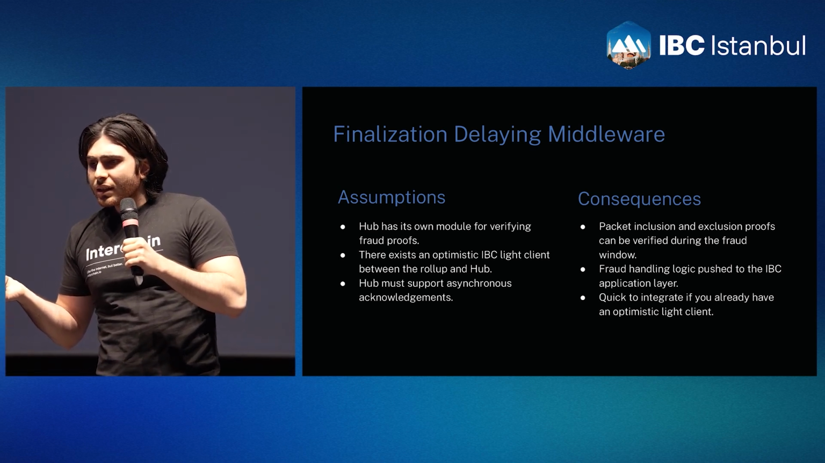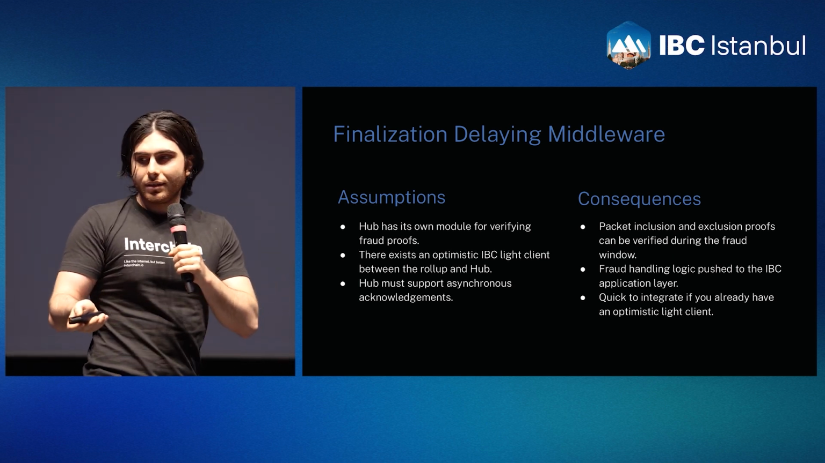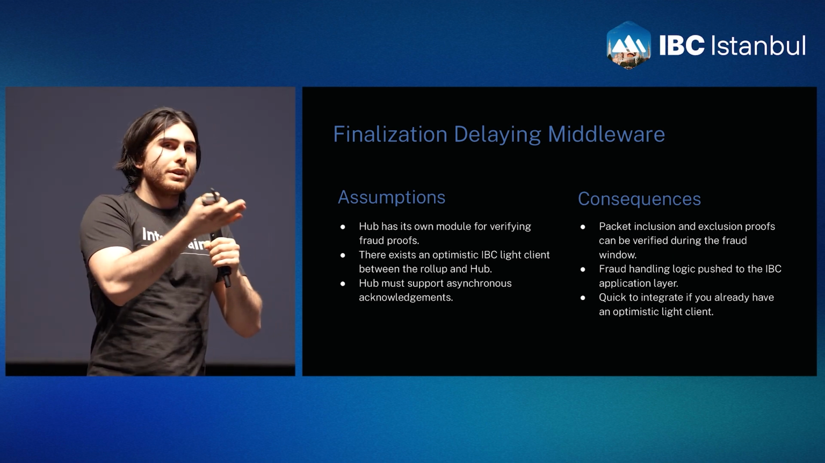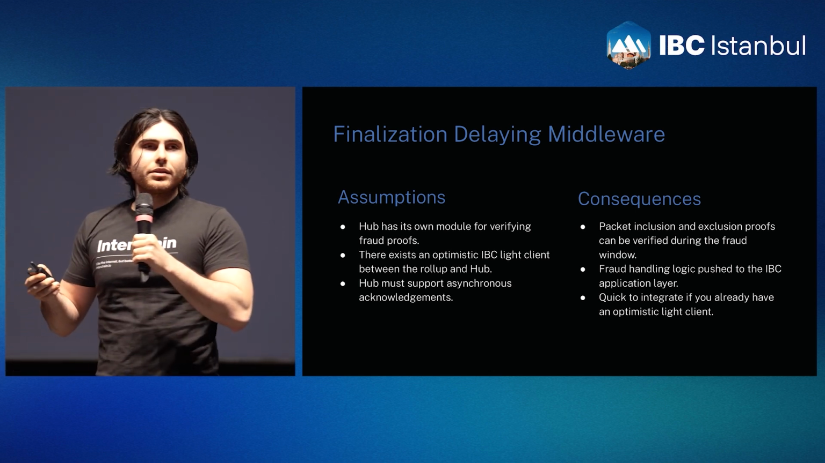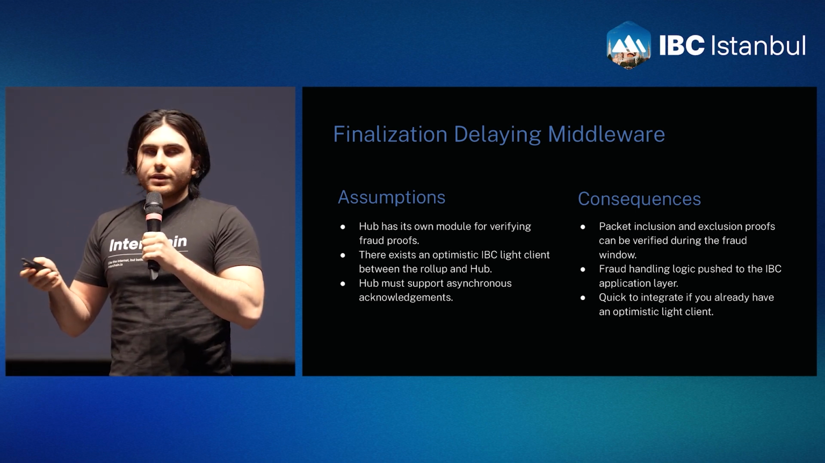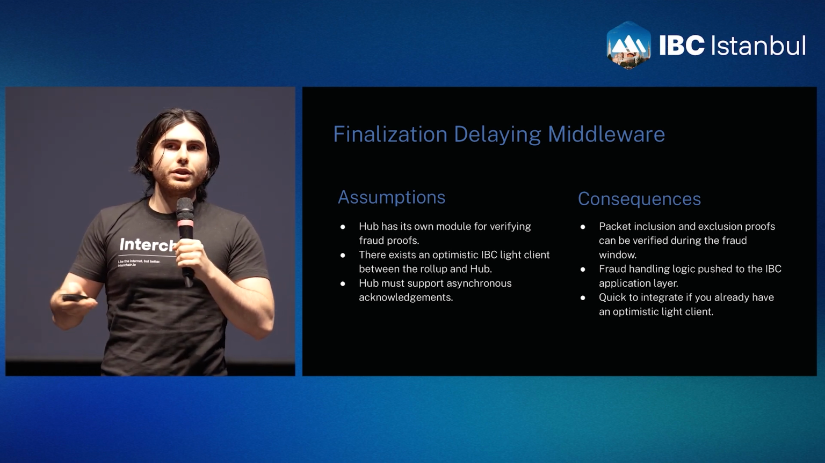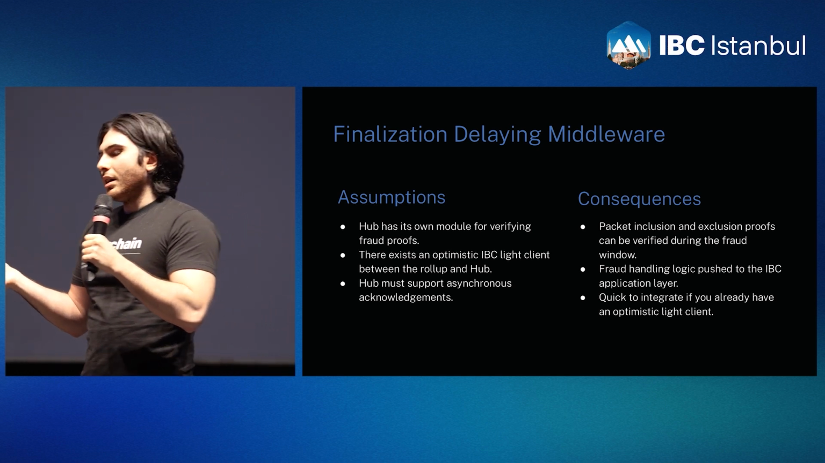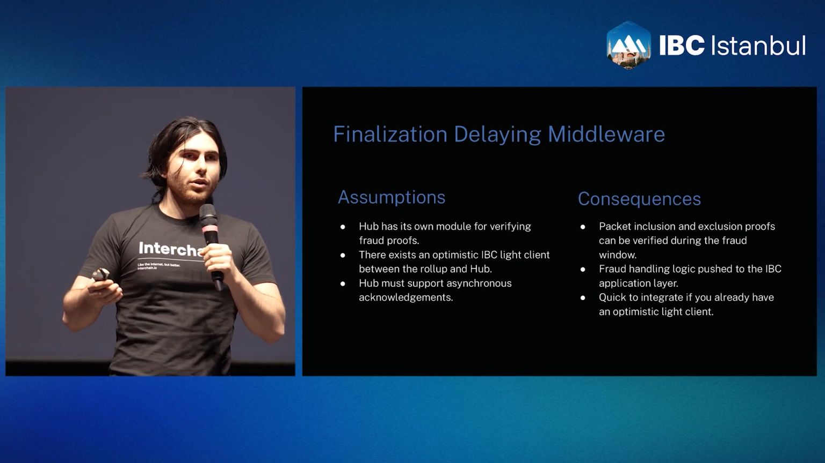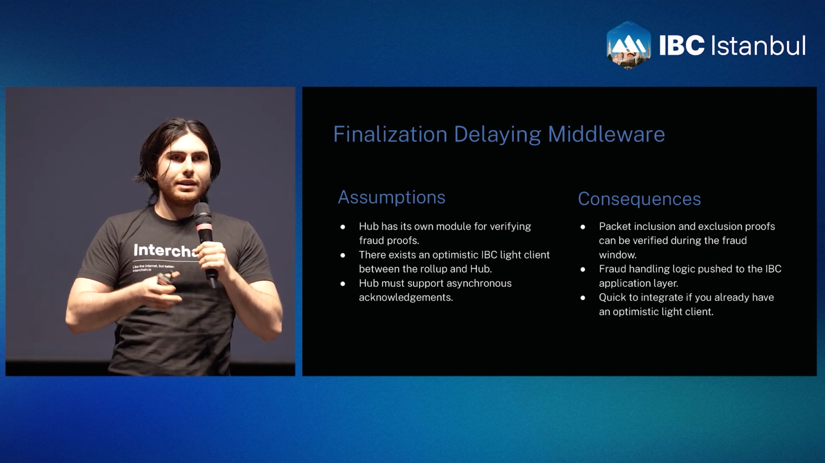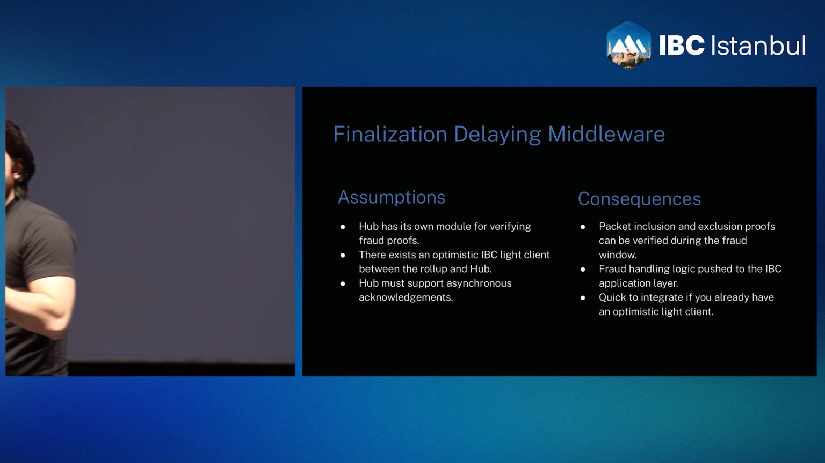And finally, it's quick to integrate if you already have an optimistic light client. For example, if your rollup is running Tendermint, this could happen, or some other infrastructure that already has some kind of light client, then this will be very quick to integrate. You don't need to write a new light client. You don't need to worry about all the other things that can go wrong, because you already have the light client that handles some of the misbehavior that can happen.